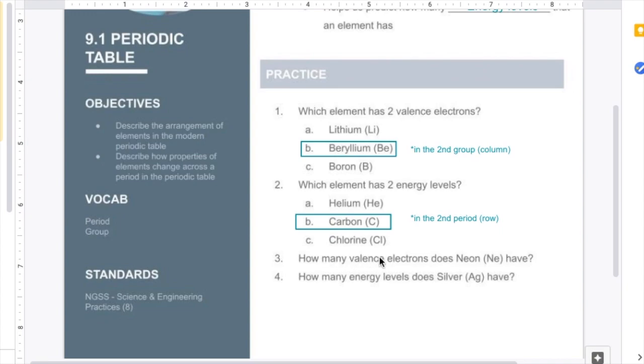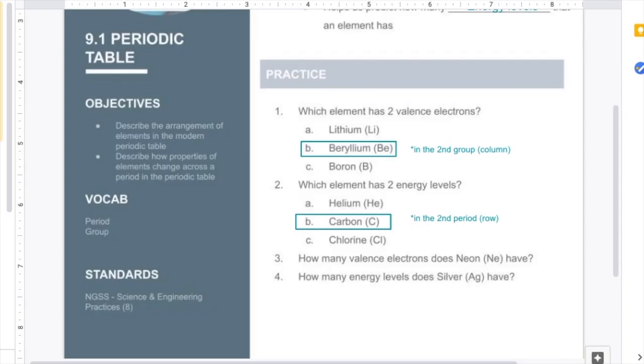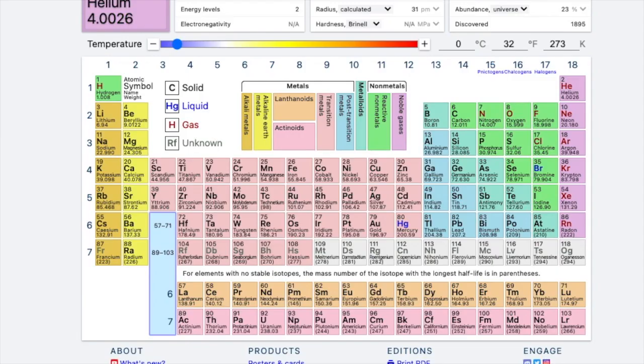Okay, how many valence electrons does neon have? So if I go look at the periodic table, I find neon. It's in column 18, so 8. Okay, because remember we kind of ignore the 1, so 8 for neon. And then lastly, how many energy levels does silver have? If I find silver, again, I look at what period number it's in. It's in period number 5, so this element has 5 energy levels.